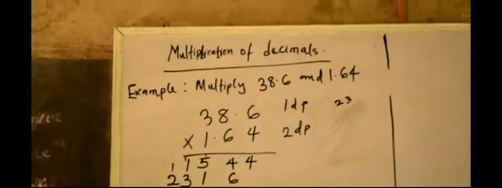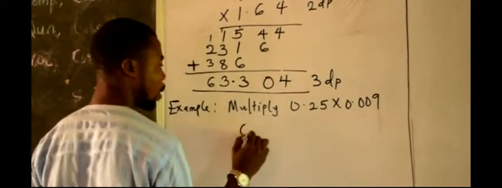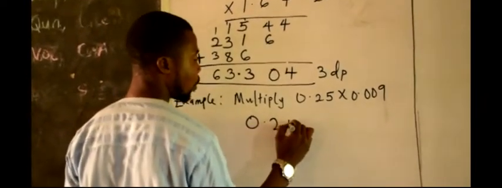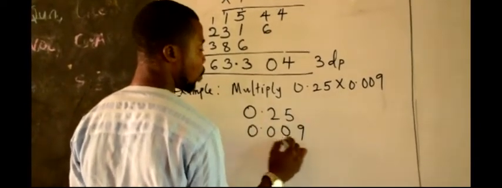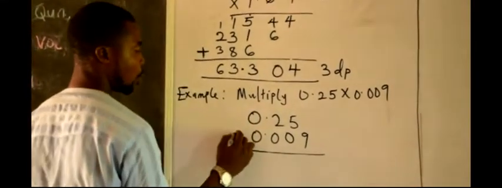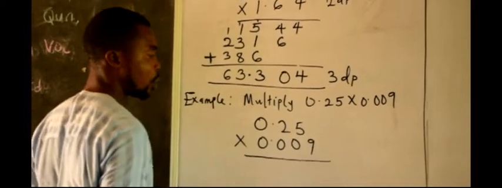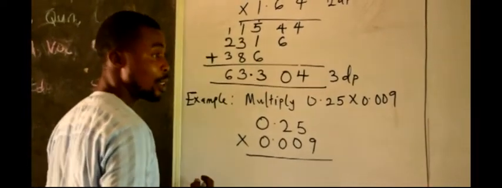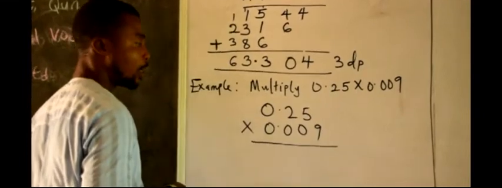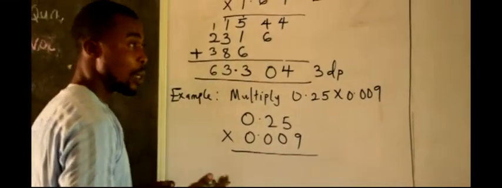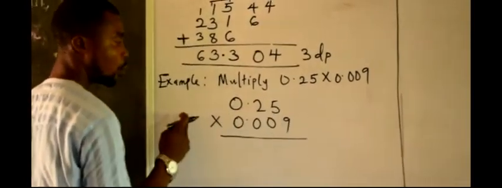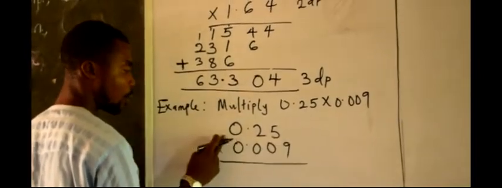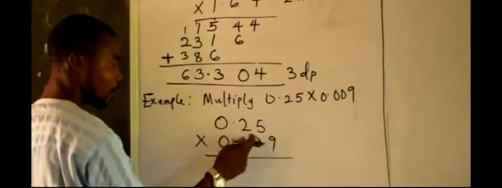Let's take a look at another example. 0.25 by 0.09. 0.25 is 0.009. I've told you, you should not mind the arrangement with the point. It is only addition. You'll be mindful of that. And you use the first number to multiply all through. Use the second number again to multiply, third number to multiply, the fourth number to multiply.